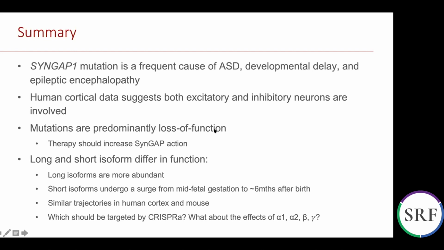Mutations are predominantly loss of function. This is really important. In other disorders, there's a lot of work to be done to try and puzzle this out. In SynGAP1, I think you've got fairly strong evidence that loss of function is the predominant effect. We might need to be a little bit cautious of that assumption with some of the missense mutations, but by and large, for most individuals, loss of function seems to be the effect, which means that a successful therapy would increase SynGAP1 action or levels.